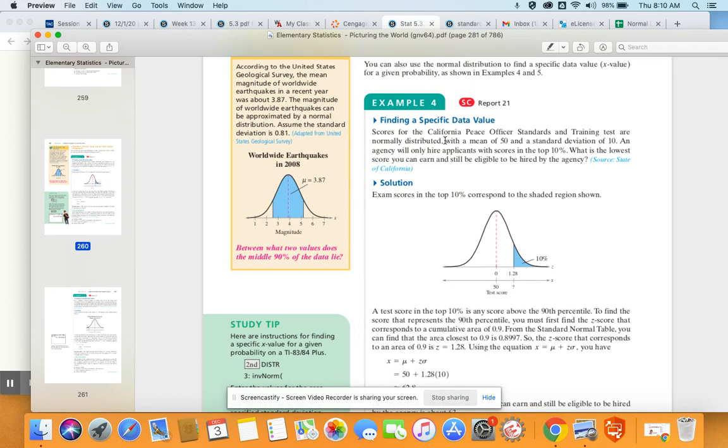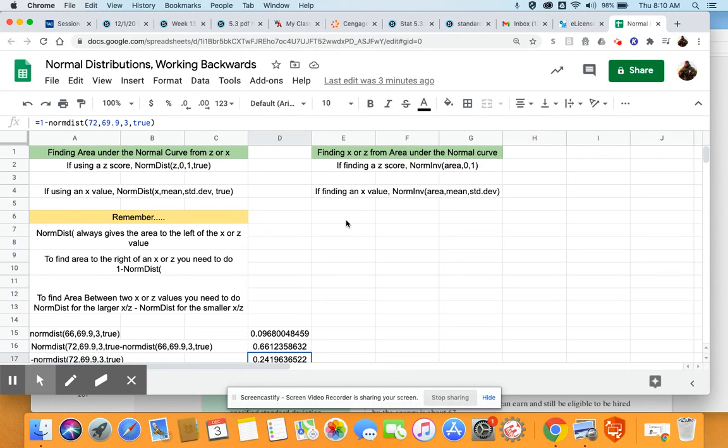So we're going to take a look at this, and 10% is the top 10%, which means there's 90% less than that. And that's important for us because 90% is what we're going to have to use with our Google Sheet function because it is only going to calculate areas to the left. So I'm going to come back here and we're going to put in what we're looking for here. It's normal inverse is the function we're going to use here. We're going to put in the area they want, the area to the left, the mean, and the standard deviation, and it's going to give us the x value output.